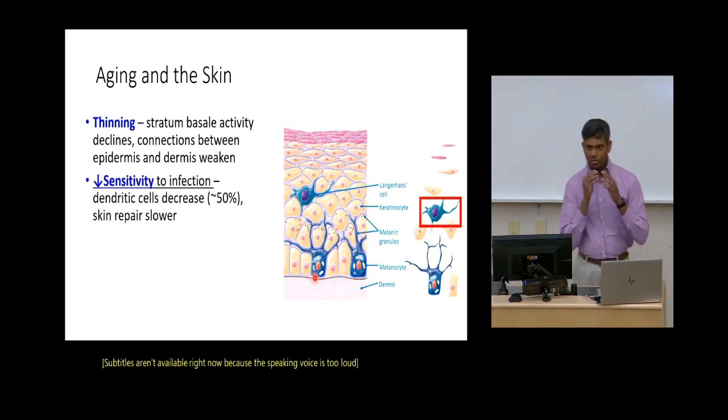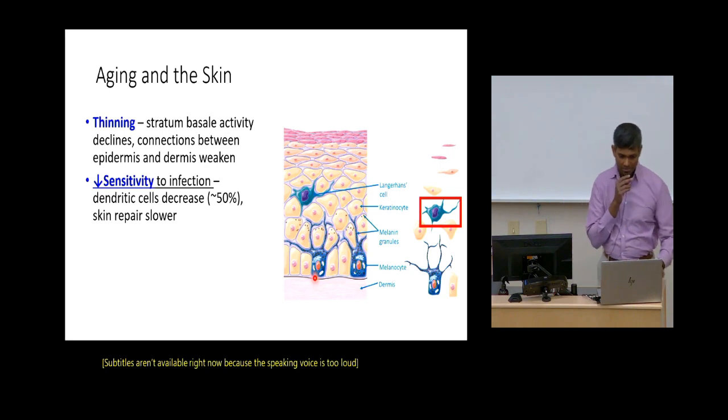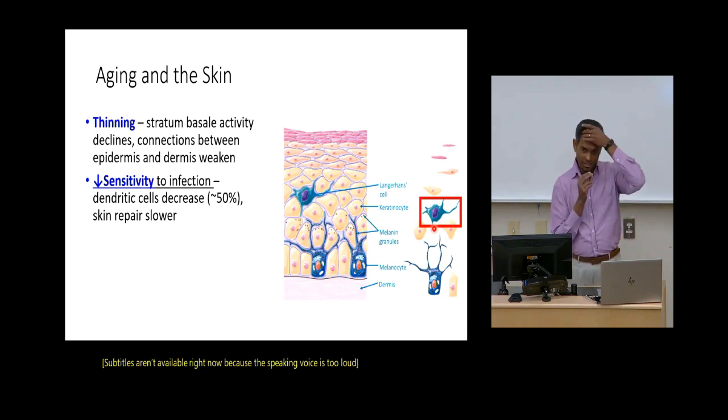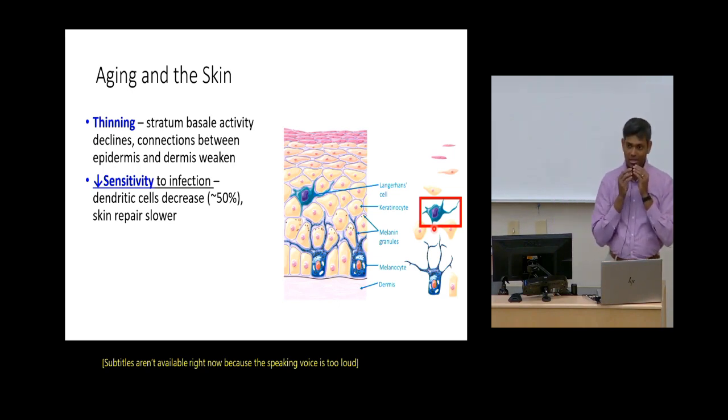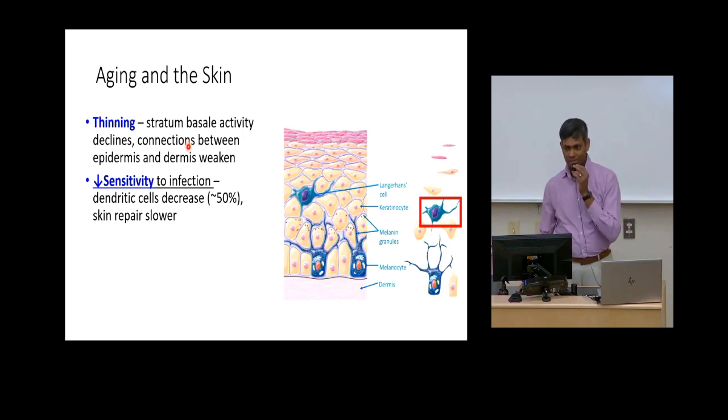Secondly, there's also an increased risk of infection. The skin becomes less responsive to infections because the number of dendritic cells, or the Langerhans cells, is going to decrease by 50%, right? And even when there is injury to the skin, the repair won't happen as rapidly, because in the previous point we see that the cells of the stratum basale are not dividing as rapidly.